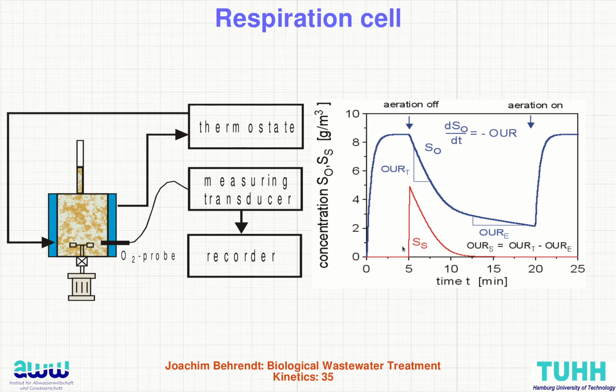How do we detect these parameters? There you can also use respiration cells and measure the oxygen uptake. The aeration is switched off and substrate is injected, and then normally you observe a fast decrease of the dissolved oxygen concentration, and later this curve becomes flattened but still decreases constantly. Here, the substrate is almost used up.